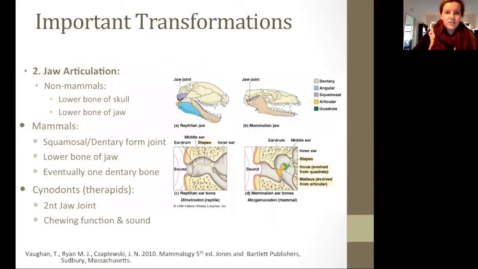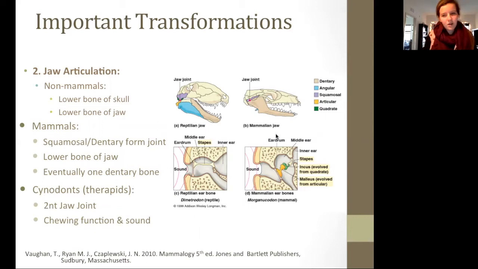Another important transformation would be the jaw articulation. Now I'm going to show you the mammalian jaw as well as the reptilian jaw. Let's start with the reptilian. They have a jaw joint that's seen between the lower bone of the skull and the bone of the lower jaw. But in mammals, the squamosal and dentary bones actually form this joint. In the late Jurassic period, cynodonts actually showed the dentary-squamosal jaw joint for the first time, otherwise known as the mammalian jaw joint. At one point in time, they were actually using this to determine Mammalia.